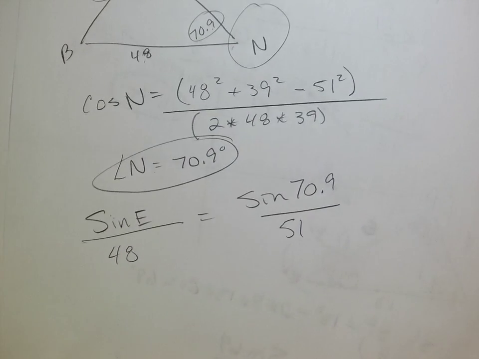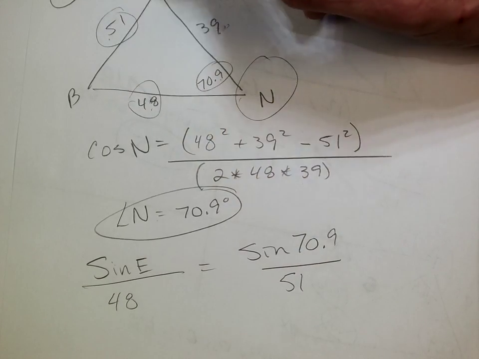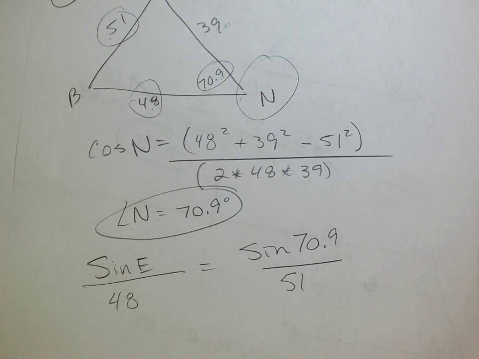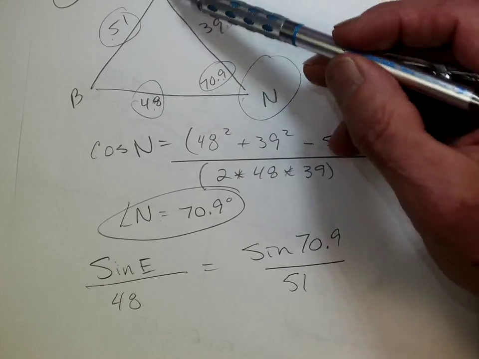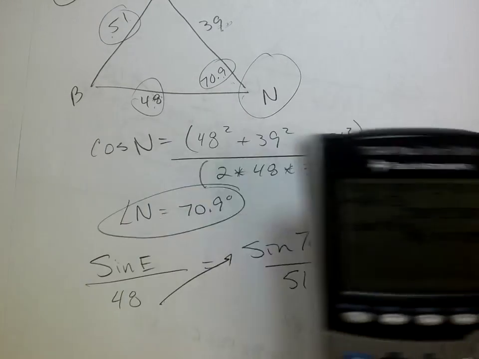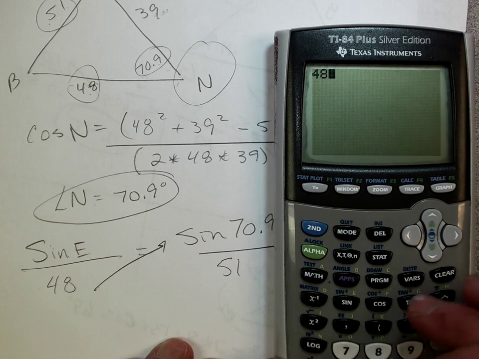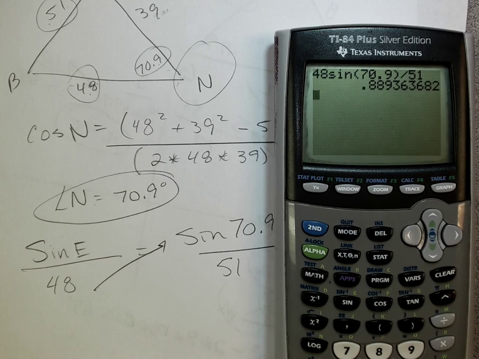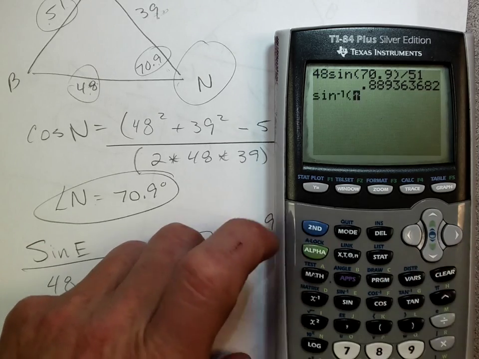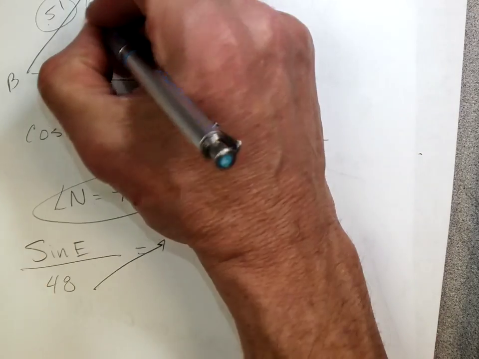Oh, there we go, okay. And I can't really zoom it out. There it is. Okay, so I did use the law of sines because it's easier. But you could do the law of cosines all over again. So I did my opposites, right? Sine of E over 48, sine of 70.9 over 51. Multiply that up. So I'll go 48 times the sine of 70.9, close parentheses, divided by 51. And I need the angle, so Micaiah, what am I going to push? Sine inverse. Yes, totally right. Sine inverse of that answer. And I get about a 62.8 degrees.